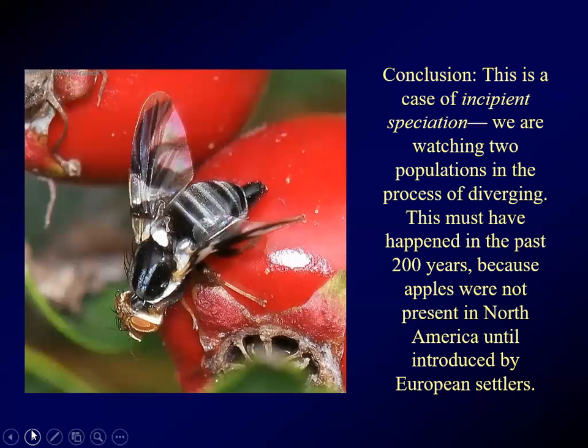So maybe we don't have fully separate species yet, but we're watching it in the act of happening, and we've got a timeline for how long it's taken. And so far, it's only taken 200 years to get these populations that are separated from each other, not in space, but in their niche and in timing.